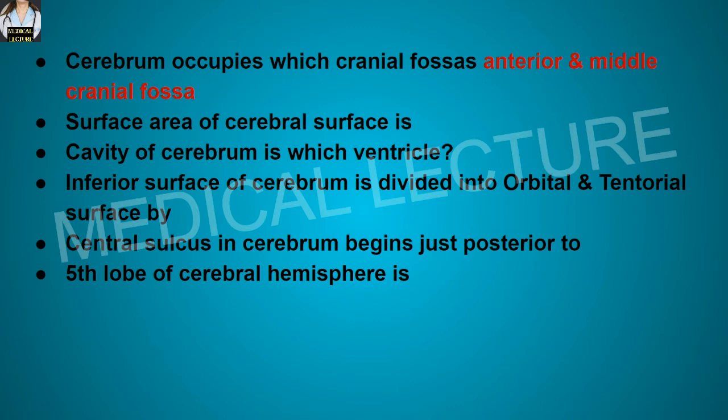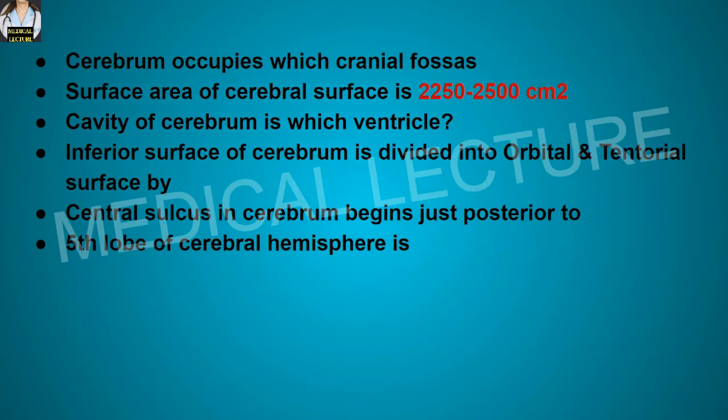It occupies the anterior and the middle cranial fossa. Surface area of the cerebral surface is about 2250 to 2500 centimeter square. Cavity of the cerebrum is which ventricle? Lateral ventricle. Inferior surface of the cerebrum is divided into orbital and the tentorial surface by stem of the lateral sulcus.